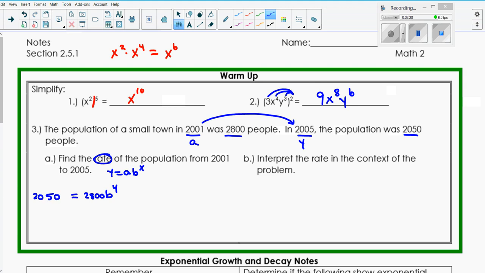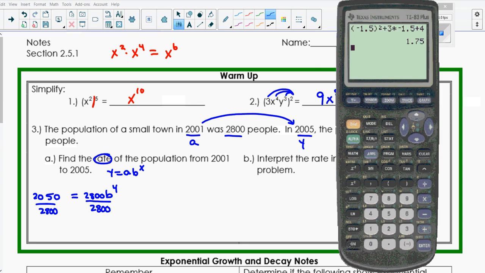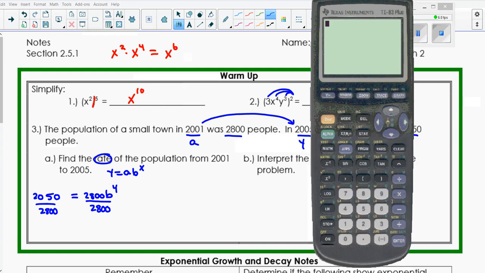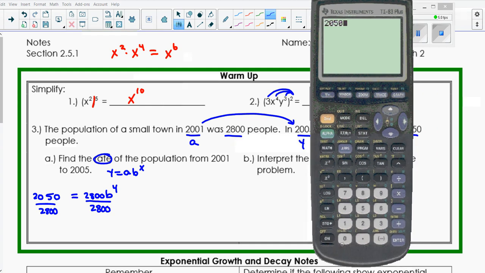Okay, so if it's 2,800 times b raised to the fourth, the first thing that I have to do is divide by 2,800. And if you guys haven't already, forgot to remind you, you're going to need your calculator, so take your calculator out. You're going to want to do this with me. Alright, so put 2050 divided by 2,800. Okay, we're going to round at the end, but right now we're going to keep that number in our calculator. So I'm going to write 0.73 equals b to the fourth power.